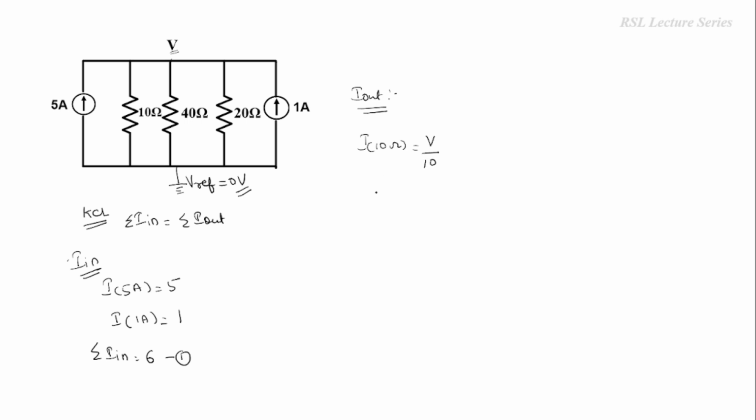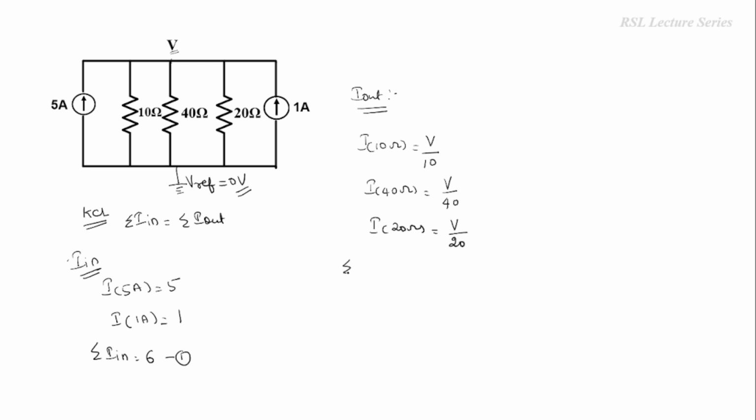So V by 10. Next, current flowing through this 40 ohms resistor. Similarly, the 40 ohms resistor is connected in between this particular node and the reference node. So V minus 0 by 40, or simply V by 40. And similarly, current flowing through this 20 ohms resistor is V divided by 20. So now we have to add all these.